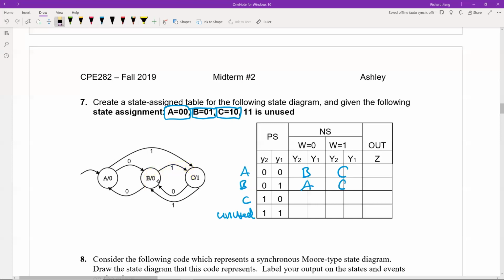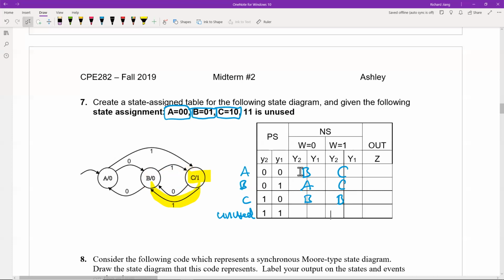And then the next one we're focused on is from C. So if we get a 0, we go to the B state. So here I put a B. But if we get a 1, we're also going to go to the B state. So from C, it always goes to B. We just traced all the arrows just now.